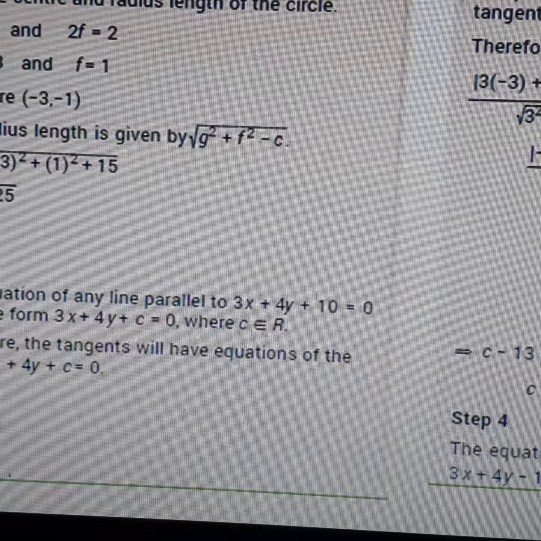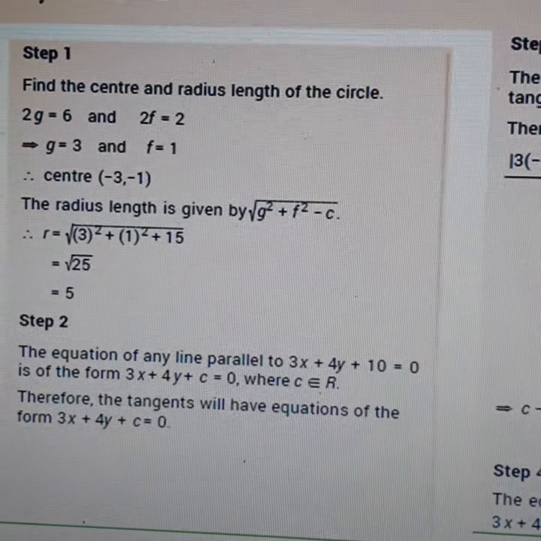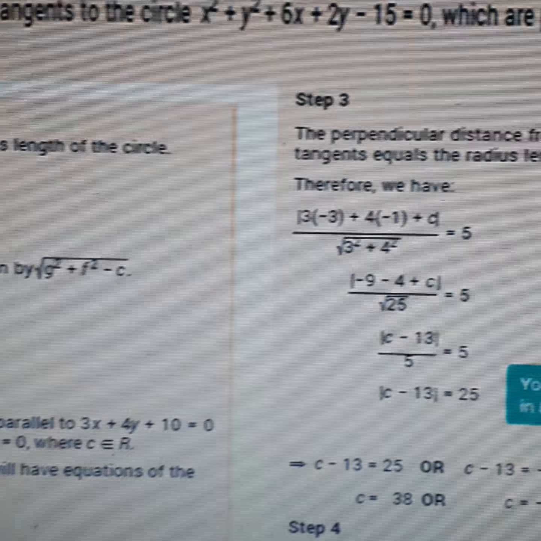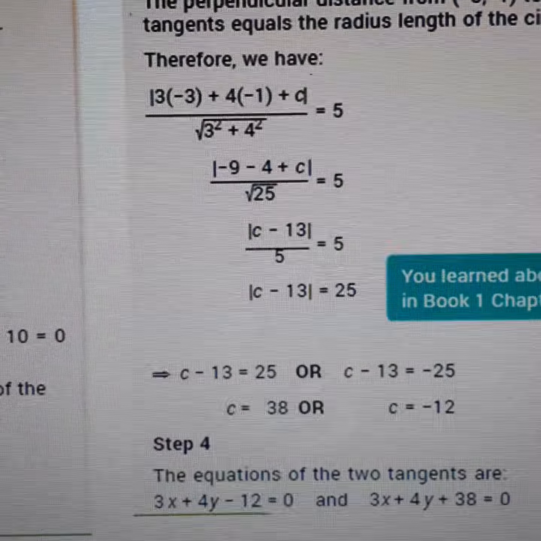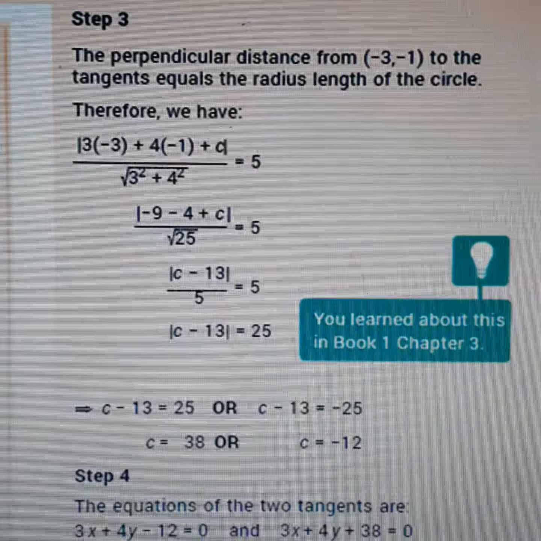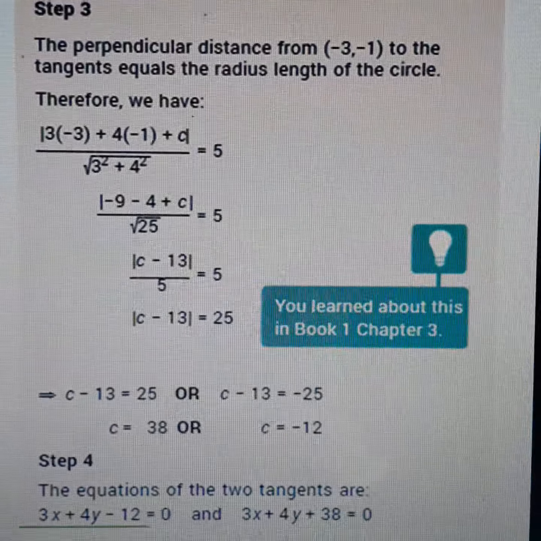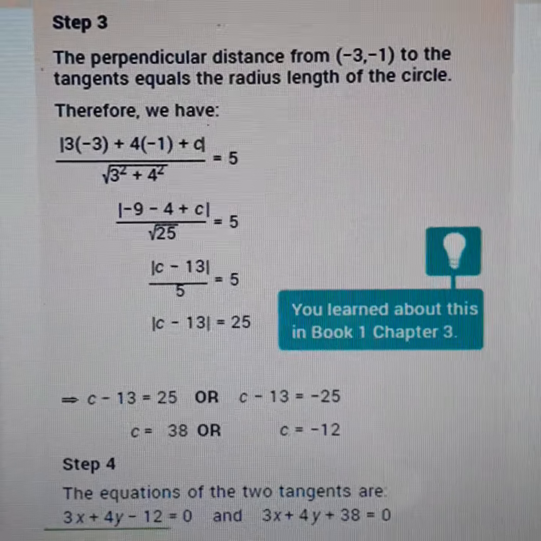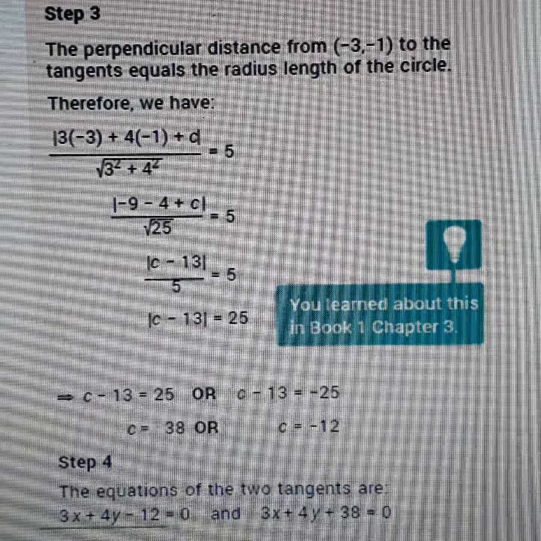If they're tangents to the circle, they're also parallel to 3x plus 4y plus 10, but the distance from the centre to each one of those lines is always going to be equal to the radius. You know that once they touch the circle at one point, they're not outside the circle and not inside the circle. So we can say that the perpendicular distance from -3, -1 to the tangents equals the radius length of the circle.